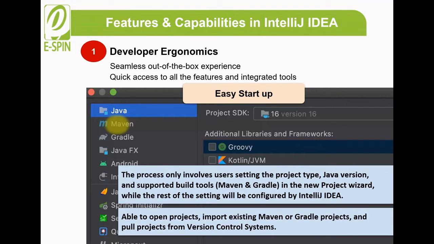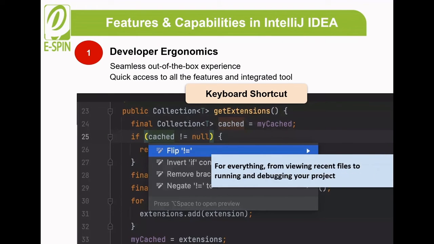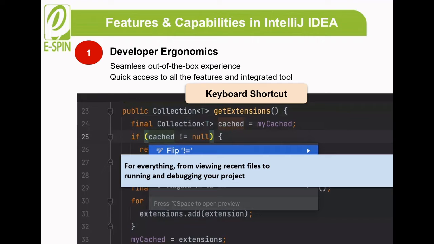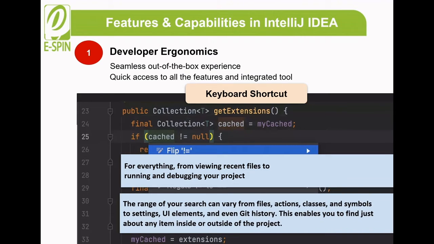Additionally, you are also able to open projects, import existing Maven or Gradle projects, and pull projects from version control systems. Keyboard shortcuts for everything, from viewing recent files to running and debugging your project. Also, the range of your search can vary from files, actions, classes, and symbols to settings, UI elements, and even Git history. This enables you to find just about any item inside or outside of the project.